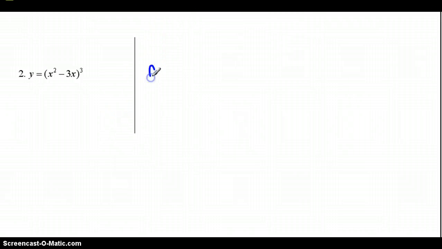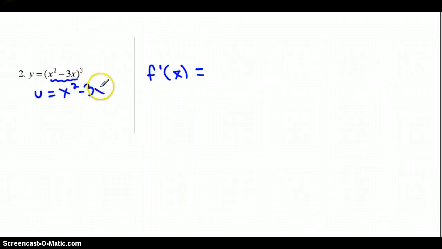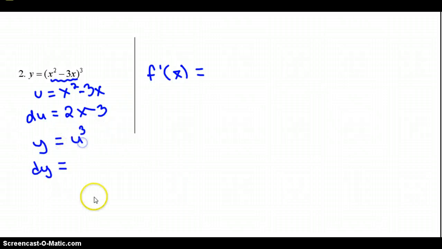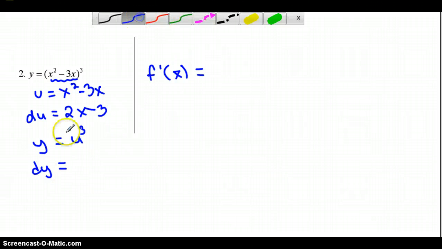So my first derivative for this one is the chain rule. It is a composite function. I have an inside function, which is a quadratic, x squared minus 3x. That's my u. And my du, my derivative, or u prime, is going to be 2x minus 3. I also can write my y as u cubed, which would make the dy 3u squared.